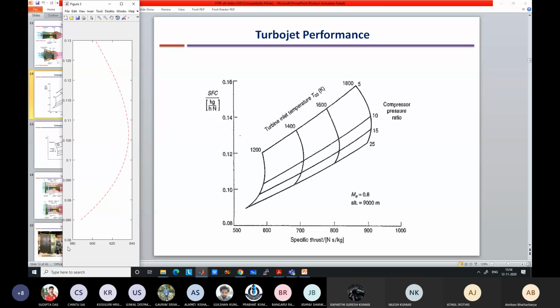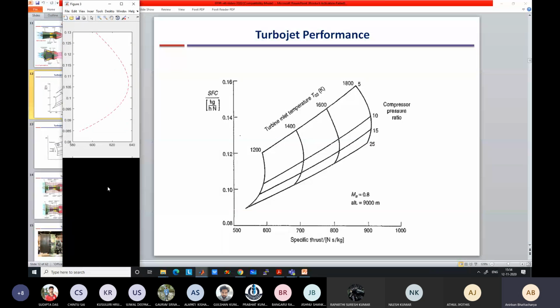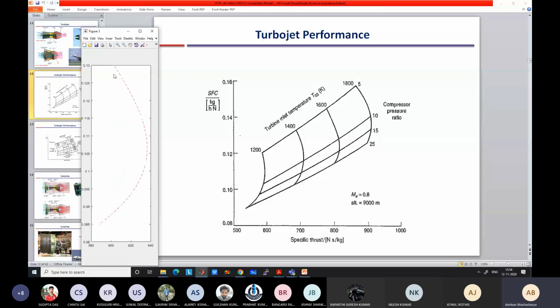Otherwise, the nature of the plot is the same. It goes like this for 1200 Kelvin, and we are also getting the same starting from slightly above 0.12. Their condition is slightly different. Altitude is 9000 meters, but qualitatively the pattern is similar, and it goes like this, somewhat lower.